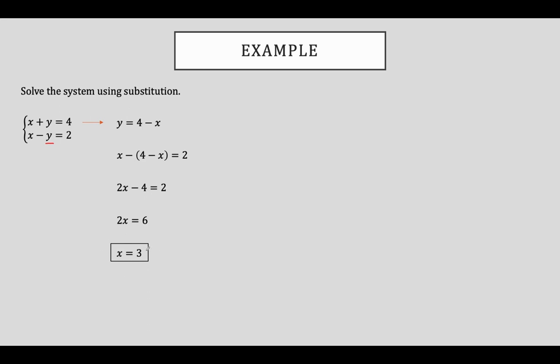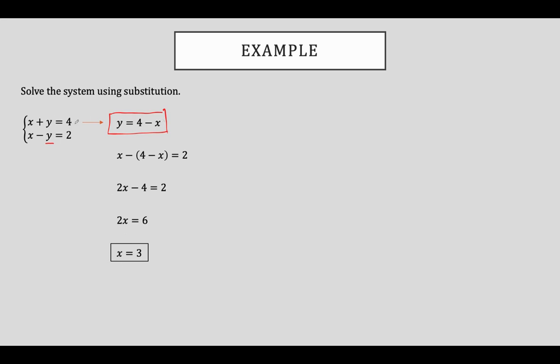Once we have solved for one variable, we are going to back substitute that into our equation up here that we generated where we have y isolated. We can back substitute it into this equation to solve for y.